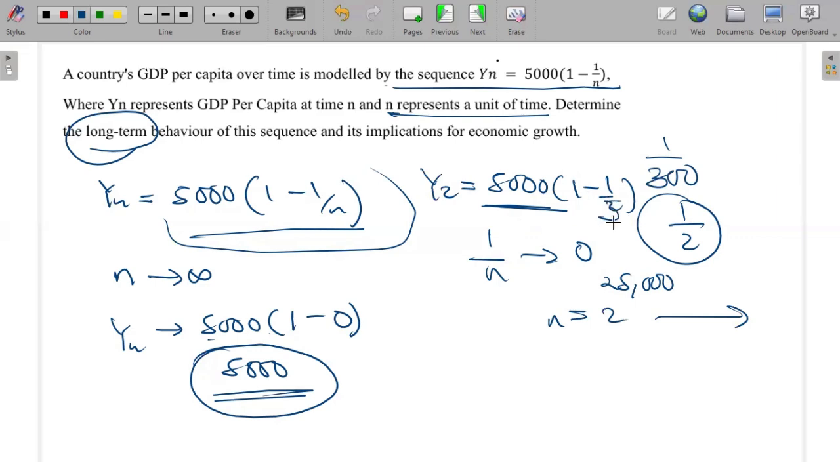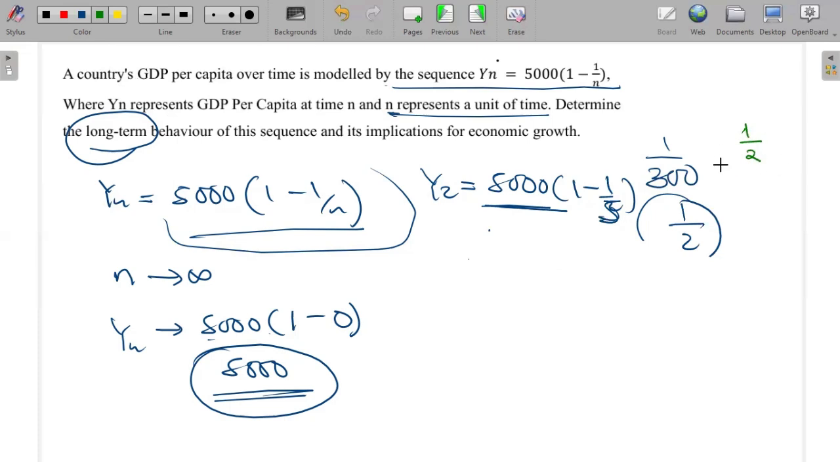Then you increase it, let's say to 5. You have 1 minus 1 over 5, which gives you 4 over 5. Then you multiply that by 5,000 and you get 4,000. Oh, here I didn't write this well, let me erase. So the first one, we replaced n with 2, saying that we're at 2 months, and we got a value of 2,500. Then when we replaced n with 5, this gives you 4,000.